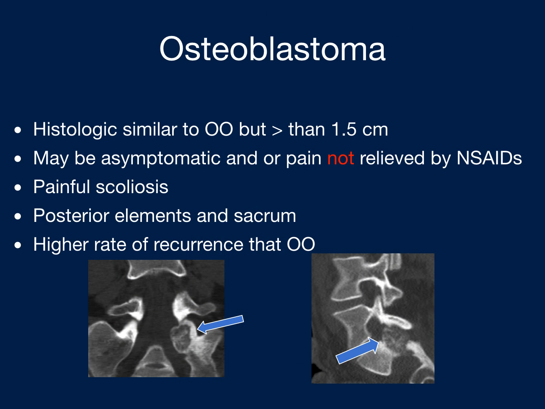The next bone-forming tumor is the osteoblastoma, sometimes considered a large osteoid osteoma because histologically they're similar. There are a couple of differences besides the size. They may or may not have pain, and when they are painful, it may not be relieved by NSAIDs. They're also seen in painful scoliosis because they occur in the posterior elements of the spine and sacrum, and while they can occur in the long bones, an osteoid osteoma is more likely to be present if it's a long bone lesion. They also have a higher rate of recurrence than the osteoid osteoma.